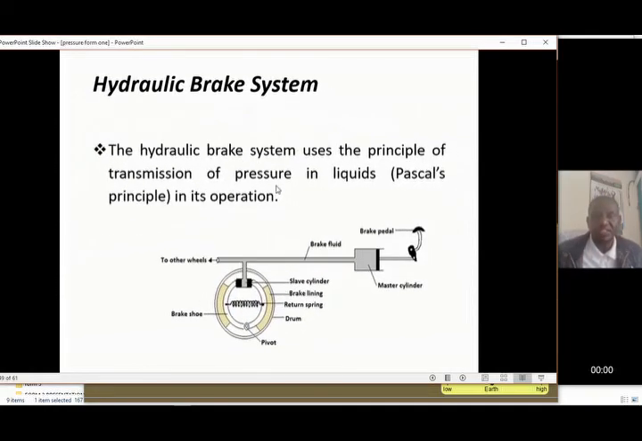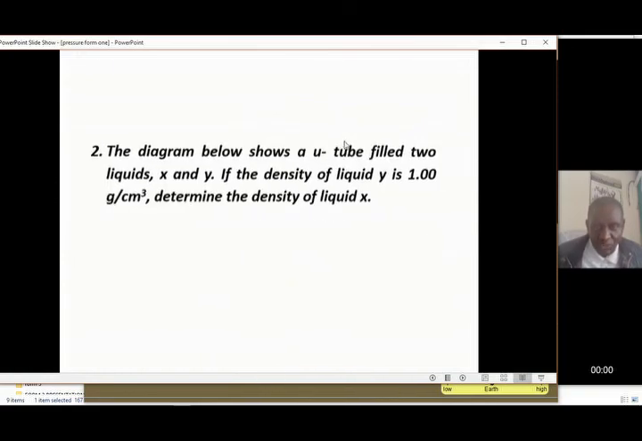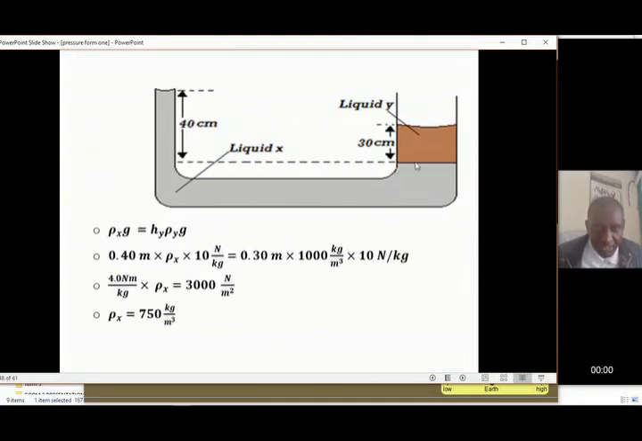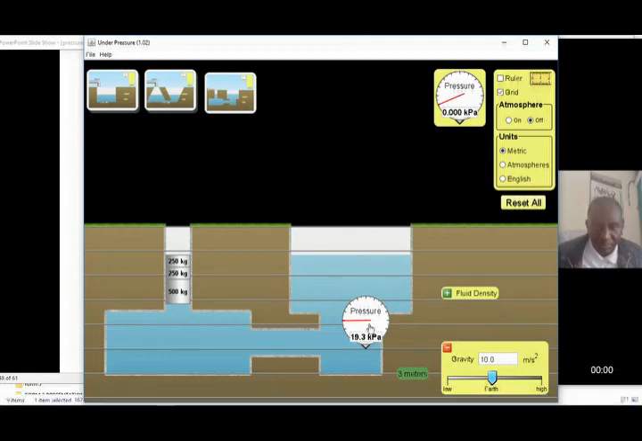So the main point is you identify two regions, straight line from here up to here. Pressure at this point is equal to pressure at this point. Like I've already shown you here, pressure at this point here, you transfer it up to this point here, the pressure will be the same.